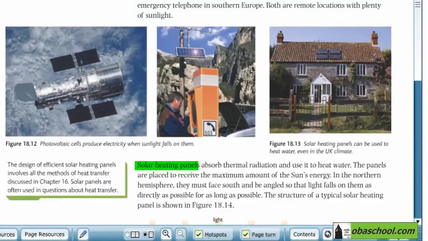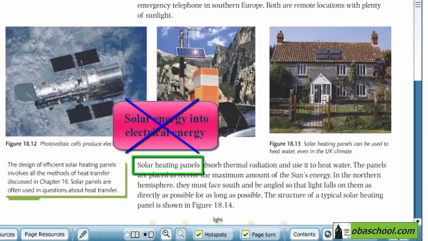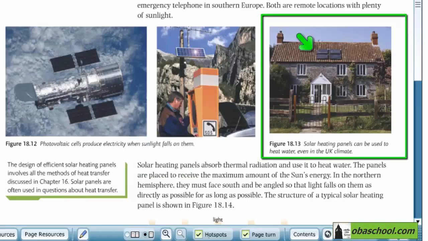The other type is solar heating panels. They absorb thermal radiation and use it to heat water. The panels are placed to receive the maximum amount of the sun's energy in the northern hemisphere. They must face south and be angled so the light falls on them as directly as possible for as long as possible. They don't convert solar energy into electrical energy. In this figure, you will see solar heating panels. It can be used to heat water even in the UK climate.